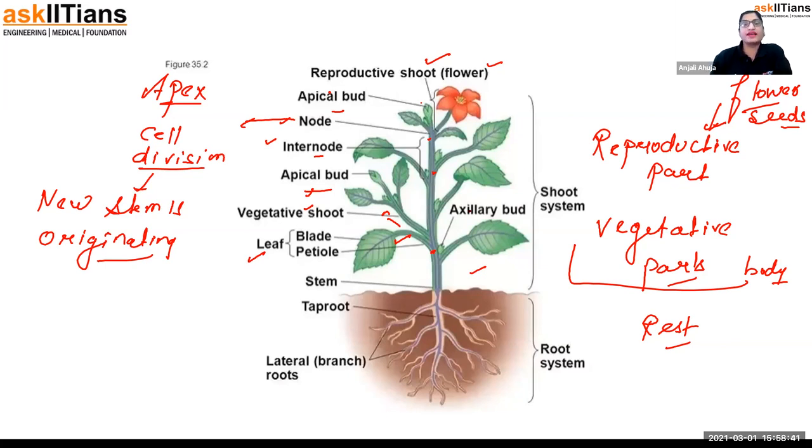Okay, so one is the axillary bud. Axillary bud means the one which is present on the axil. Axil means the place from which a leaf is originating. So the place which is a node, if there is a bud originating, this point is known as the axil. And a bud originating from it is known as an axillary bud.